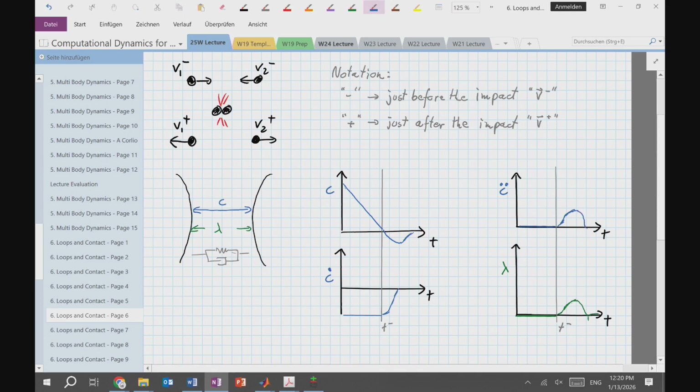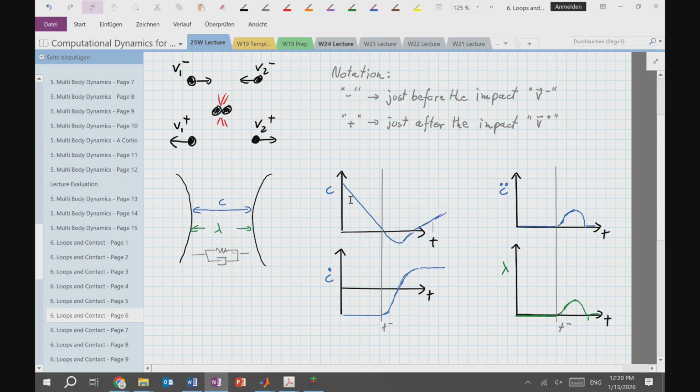So I have an acceleration here. At liftoff, that acceleration will also go to 0. And that means that I'm asymptotically reaching some final velocity, and then once the contact is open again, that final velocity is going to stay constant. So I'm drawing here a straight line.